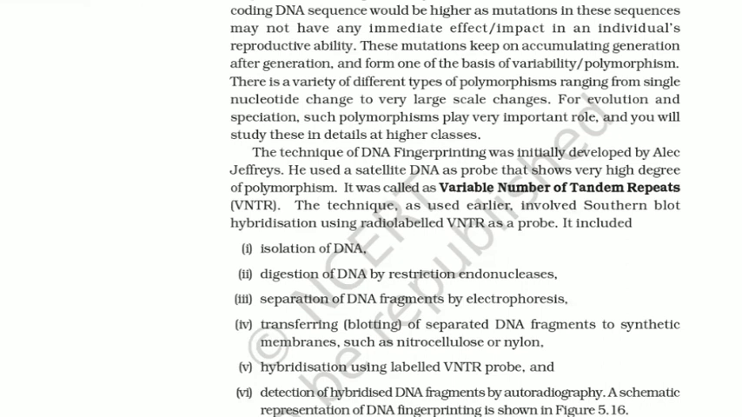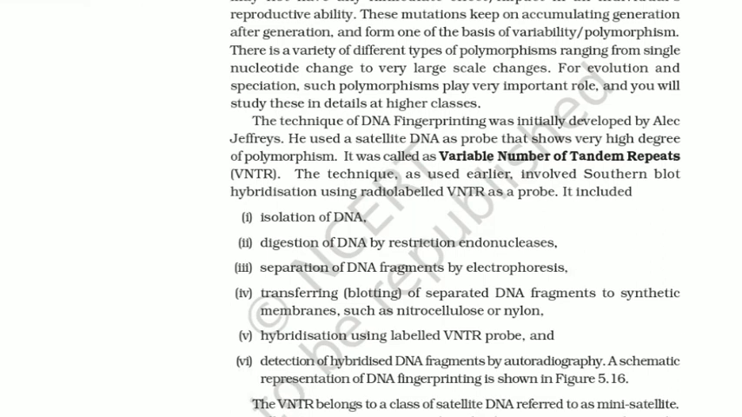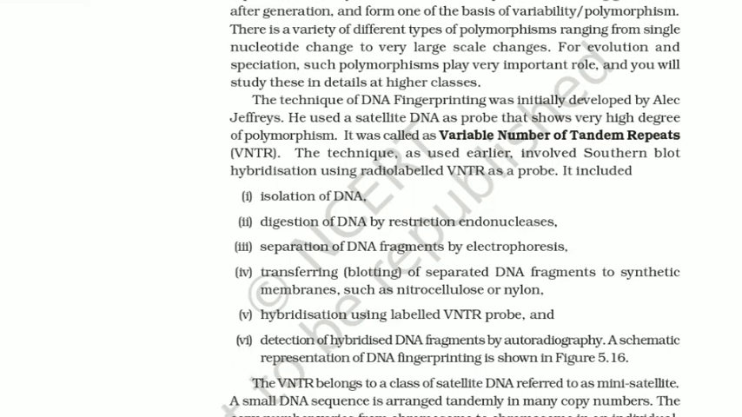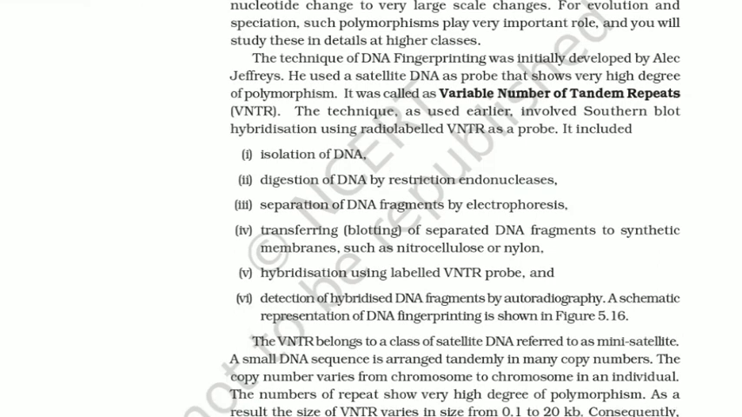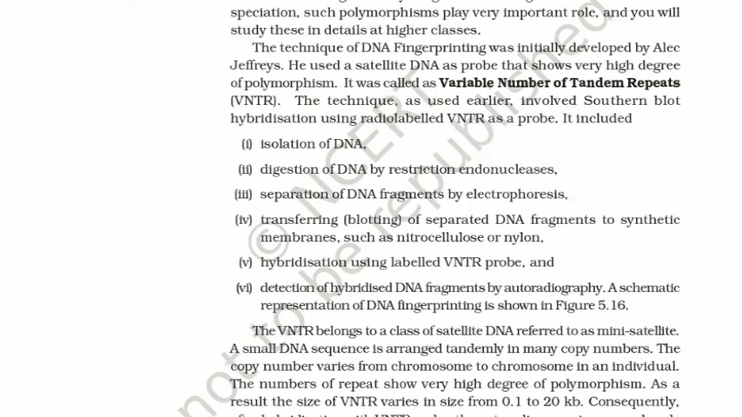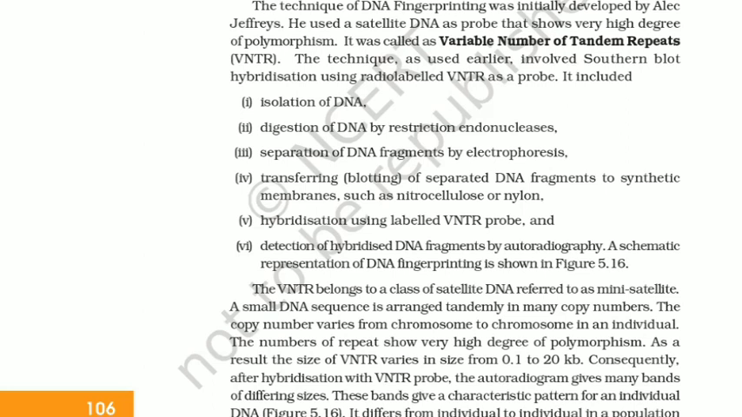The probability of such variation to be observed in non-coding DNA sequence would be higher, as mutations in these sequences may not have an immediate effect or impact on an individual's reproductive ability. These mutations keep on accumulating generation after generation and form one of the bases of variability or polymorphism. There is a variety of different types of polymorphisms ranging from single nucleotide change to very large scale changes. For evolution and speciation, such polymorphisms play a very important role, and you will study this in detail in higher classes.